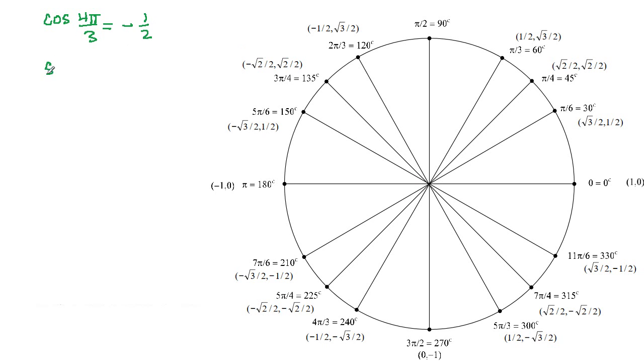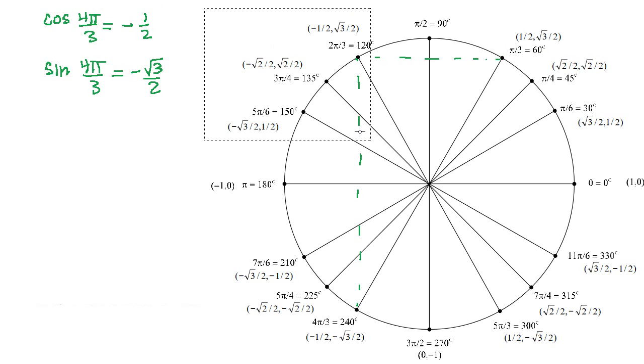And then the sine of 4 pi over 3 is negative root 3 over 2, the y-coordinate. And again, notice that those are just reflections of the coordinates of pi over 3. Positives change to negatives.